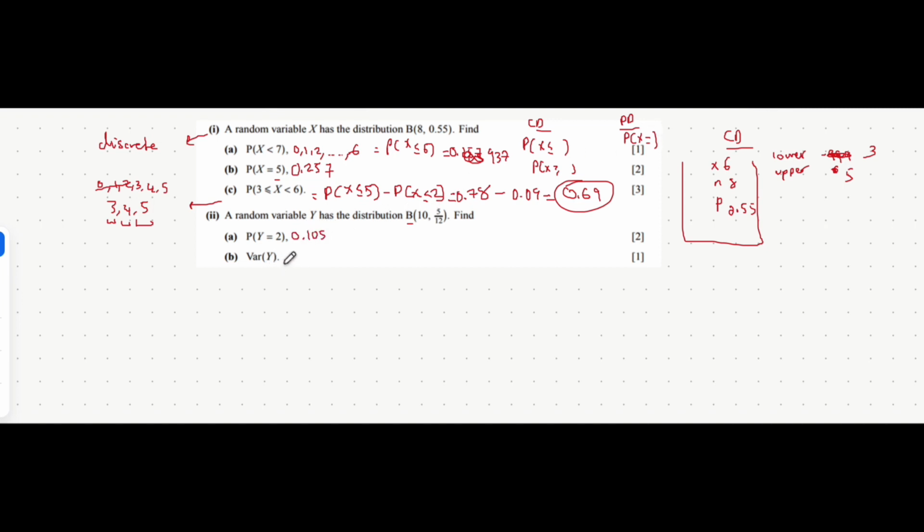Now the variance of the binomial distribution is given by the sample size times the probability, all multiplied by 1 minus the probability. In this case, that's 10 times 5 over 12, and then multiplied by 1 minus 5 over 12, which is 7 over 12. When you multiply all those together, you will get 350 over 144, and that will be equal to 2.43. That's your variance for this question.